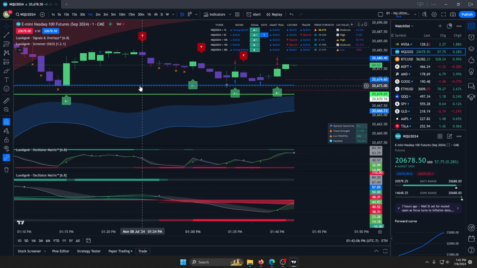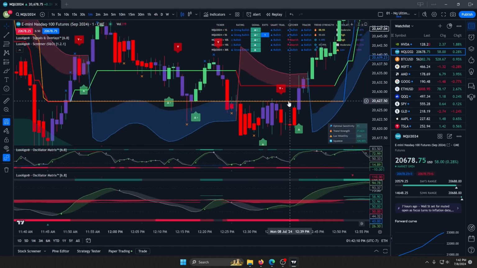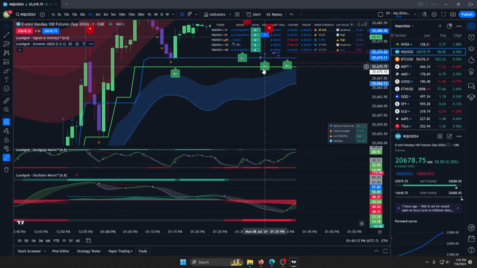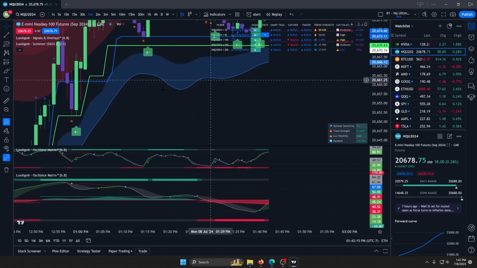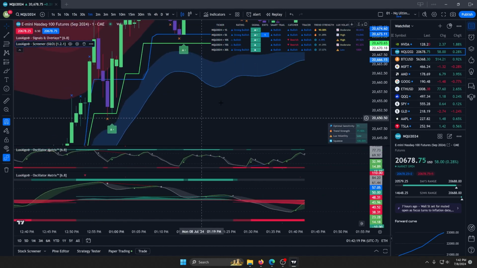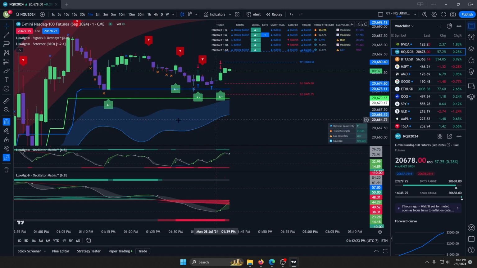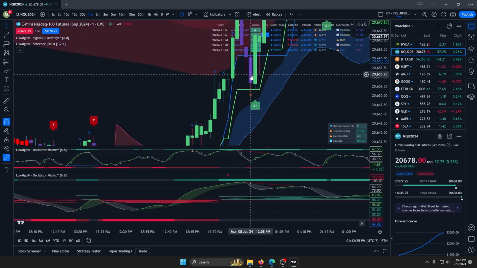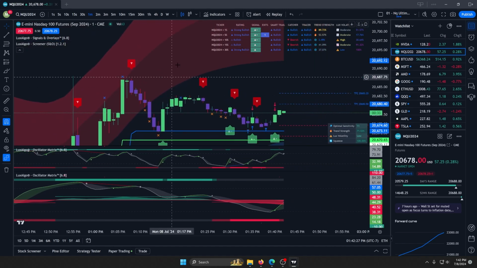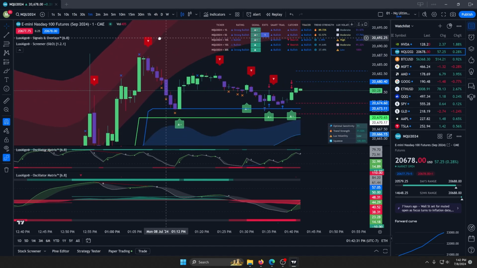If they're green and blue, that means it's bullish. If it's red and orange, that's bearish. Smart trail is the same. It's a dynamic support and resistance, and it's also determining the direction of the price. If it's blue, it's bullish. Red, bearish. Resistance zones, I'm using obviously as reversal zones, as a reversal area.